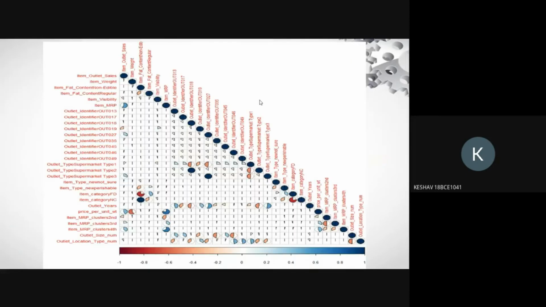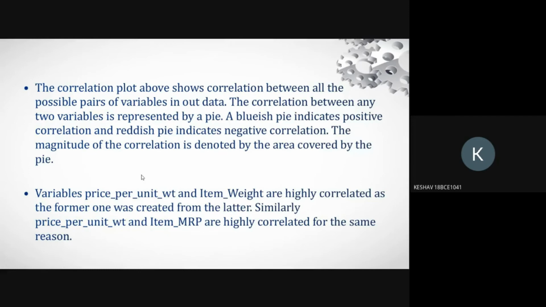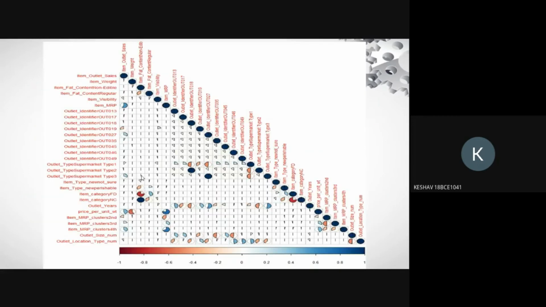Then we made the correlation plot of all the variables to check for multicollinearity. Blue symbolizes positive correlation, red symbolizes negative correlation, and the full circle symbolizes the magnitude. You can see that this is item outlet sales. What we want is for these columns to have correlation because they are the predictor variables and this is the target variable, but this one should not be there because it is causing multicollinearity.